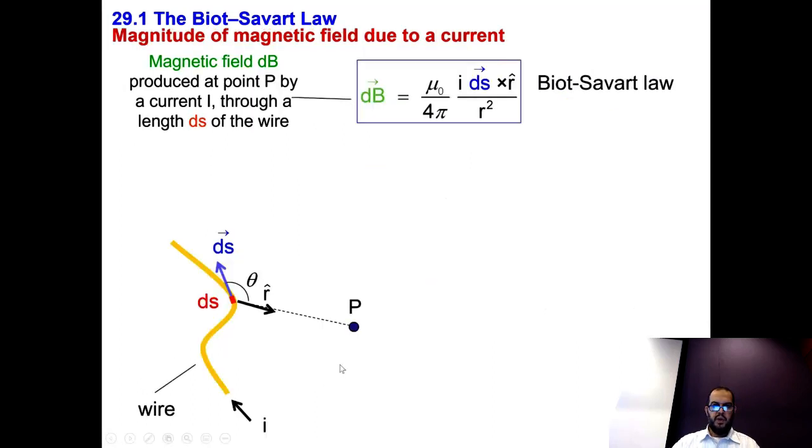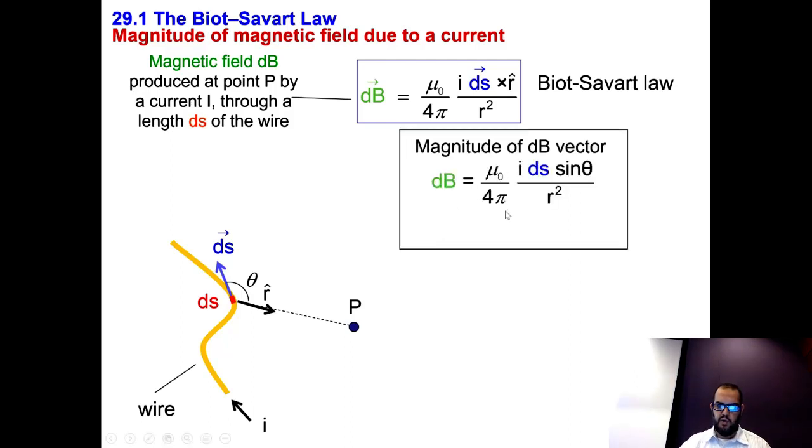So this is very different from what we have seen in chapter 28. If we write the cross product as the magnitude of ds times the magnitude of the unit vector r, which is 1, times the sine of the angle between them, we can write the magnitude dB as mu0 over 4 pi, I ds sine theta, where theta is the angle between the two vectors. It's the smallest angle they can make, so it cannot be this angle phi. We use the smallest angle, which in this case is theta. Now, this is the magnetic field due to a small element ds.